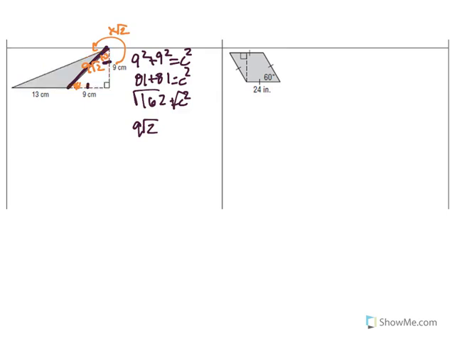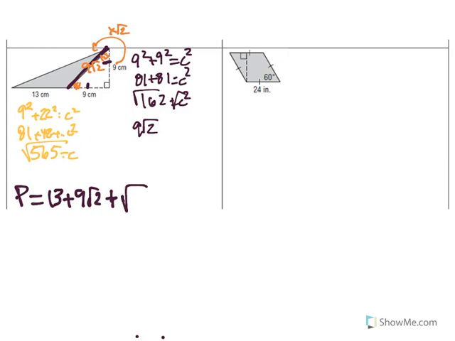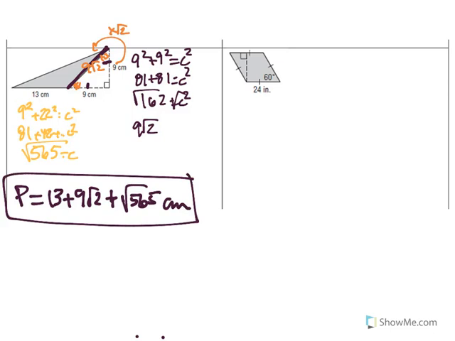That means that I'm going to have to do Pythagorean theorem of 9 squared plus, what's 9 plus 13? 22. 22 squared equals c squared. 81 plus 22 squared, which is 484, equals c squared. 81 plus 484 is 565. And then when you square root that, that's as simple as it gets. Perimeter is going to be all the sides added up, 13 plus 9 root 2 plus root 565. And can you simplify that? No, that's my easiest, simplest answer.